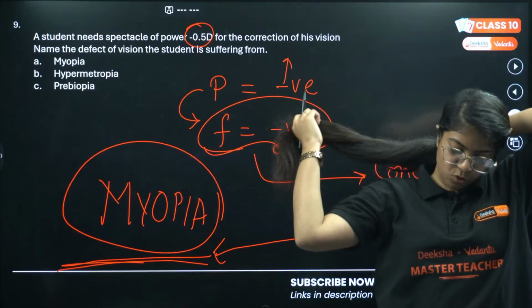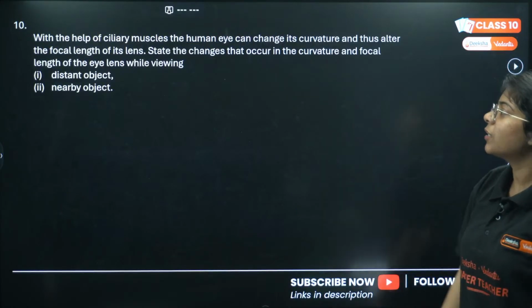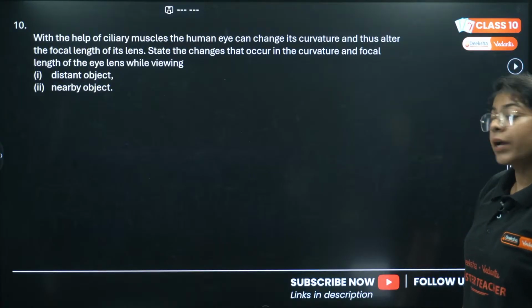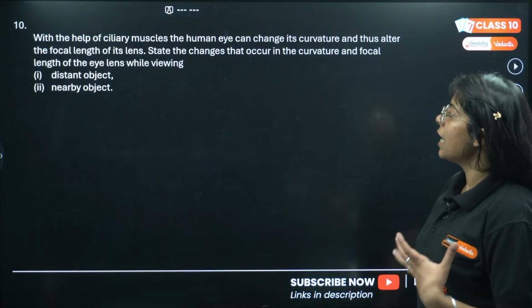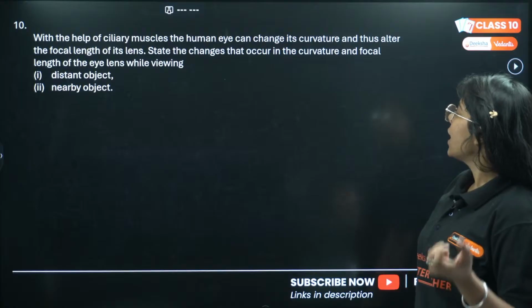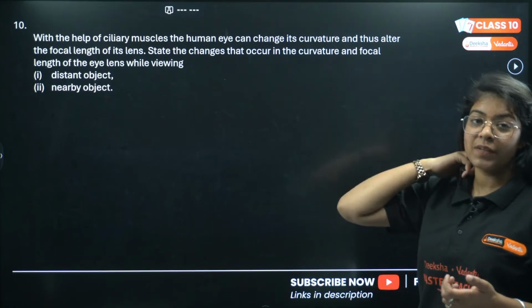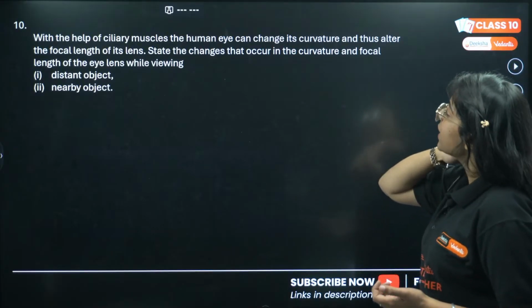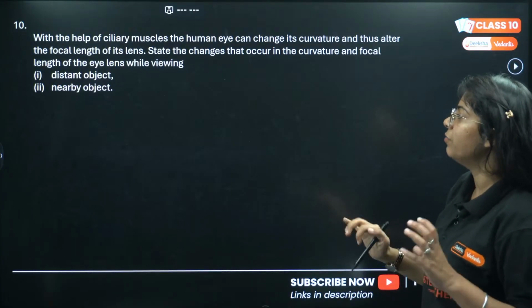Okay, let's move on to the next question, that is the 10th question. A good question, a conceptually strong question. It says, with the help of ciliary muscles, the human eye can change its curvature and thus alter the focal length of its lens. State the changes that occur in the curvature and focal length of the eye lens while viewing.